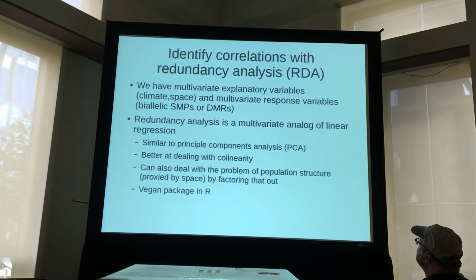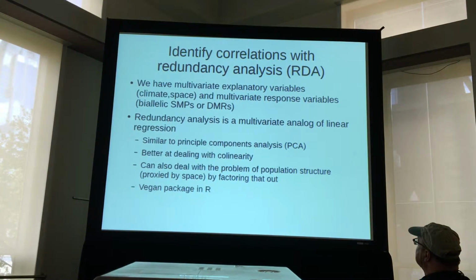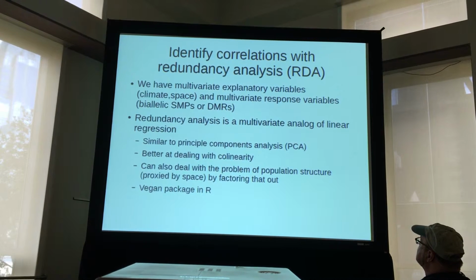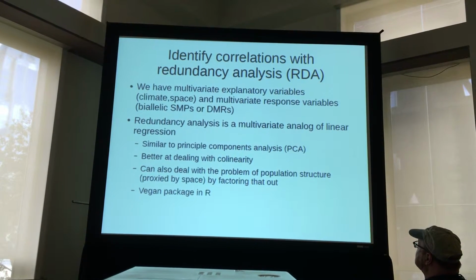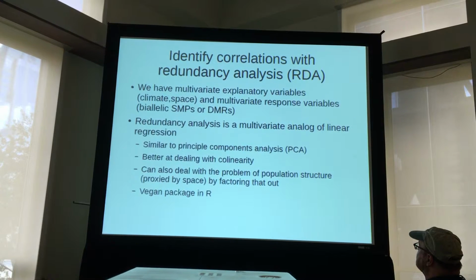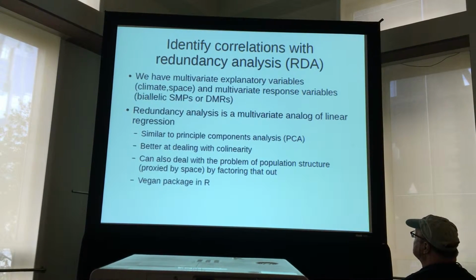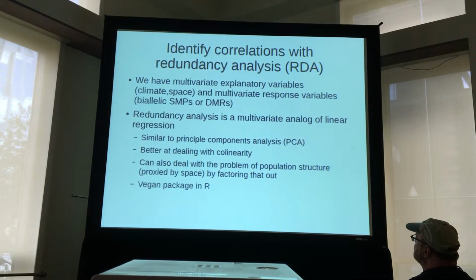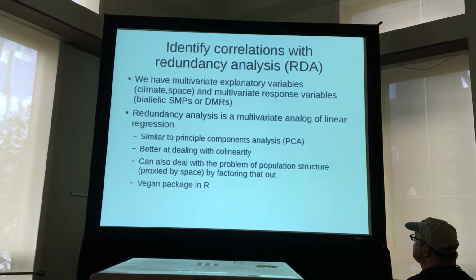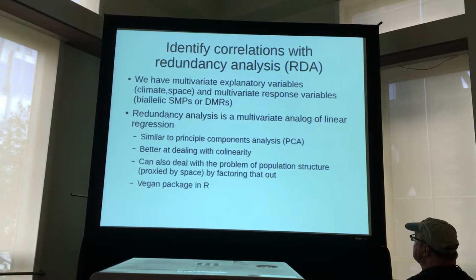It's pretty awesome. And then the actual statistical machinery we were using in this is called redundancy analysis. Basically, the data that we're using is, on the Y variables, actually multivariate. So we have 42 different climate variables as the Y variables, and then the X variables are either biallelic SNPs or differentially methylated regions. Redundancy analysis is a multivariate analog of principal components analysis. One of the things that's nice about it is that it deals with climate variables that tend to be collinear.